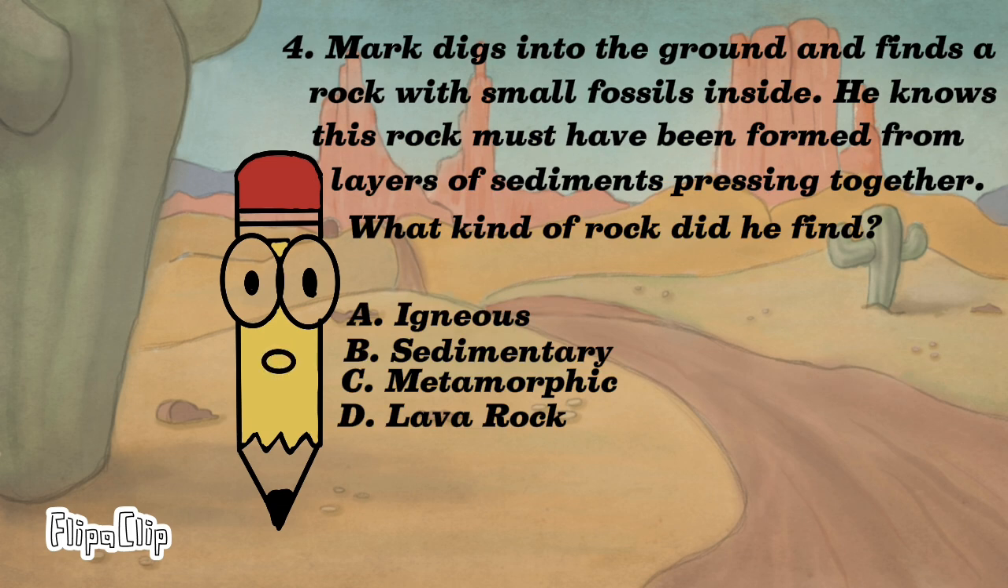4. Mark digs into the ground and finds a rock with small fossils inside. He knows this rock must have been formed from layers of sediments pressing together. What kind of rock did he find? A. Igneous. B. Sedimentary. C. Metamorphic. D. Lava rock.